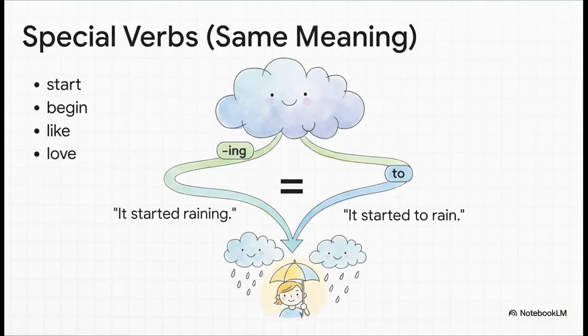Now for some good news. For verbs like start, begin, like, and love, you can use ing or to. And guess what? The meaning is exactly the same. So you can say, it started raining or it started to rain. You get to choose. Pretty cool, right?